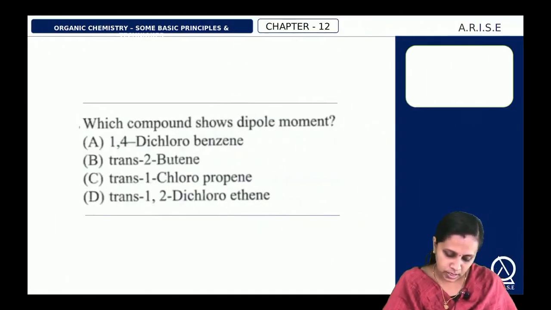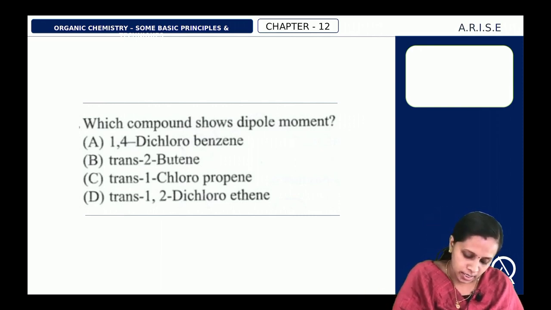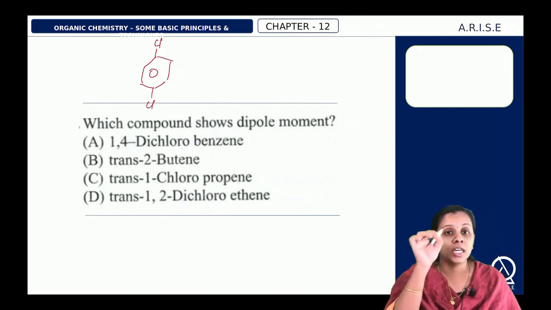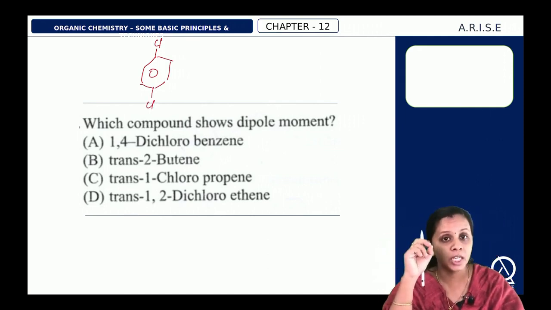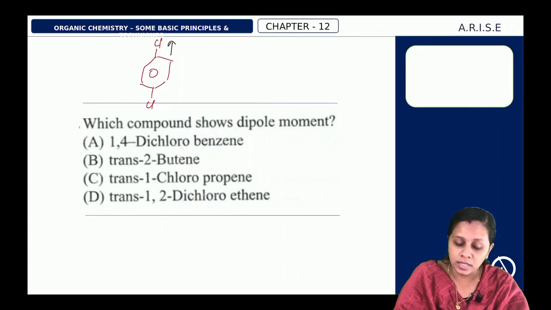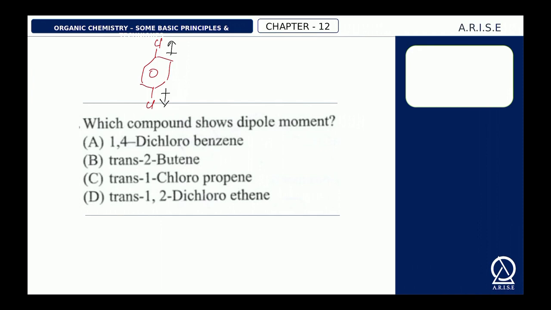Now we have the next question, which of the following compounds shows dipole moment? Okay. So here, 1,4-dichlorobenzene. Here the carbon chlorine bond is polar, therefore the carbon chlorine bond will have a dipole moment, and the dipole moment direction will be towards chlorine. So both the carbon chlorine bonds will have a dipole moment, in opposite directions. Because of that, both dipole moments cancel out. So therefore dipole moment is 0. Okay, that is for 1,4-dichlorobenzene.